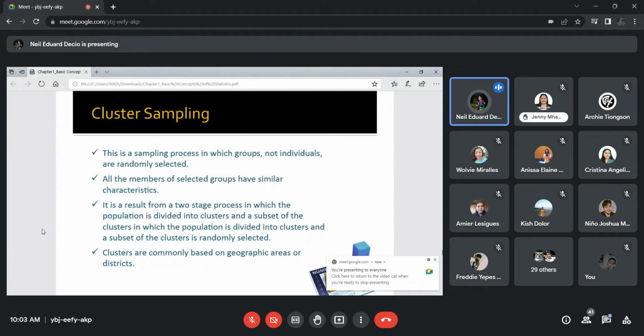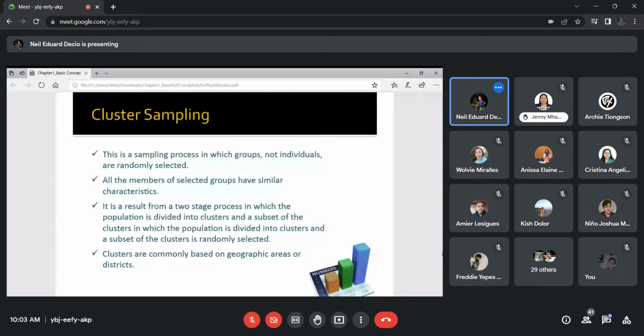This is a sampling process in which groups, not individuals, are randomly selected. If you can still recall, from simple random sampling to systematic to stratified sampling, in those three sampling techniques, individuals were being selected. But here in cluster sampling, instead of individuals being selected, we are now selecting groups. All members of selected groups must have similar characteristics, or what we call homogeneous characteristics.